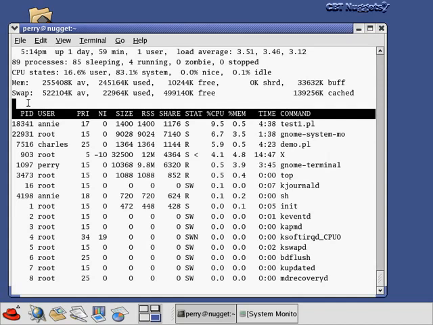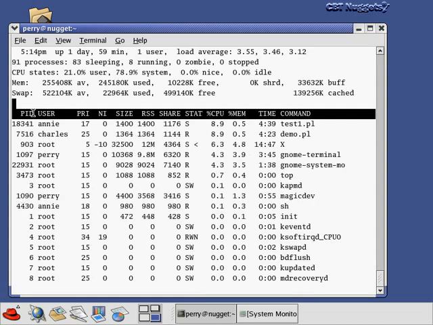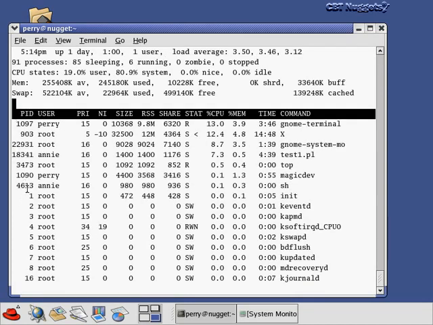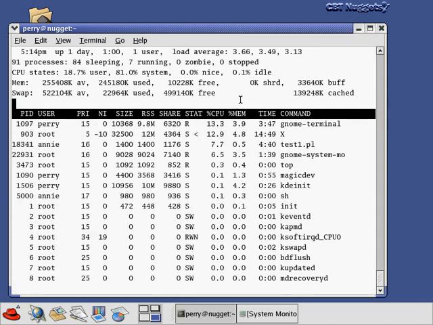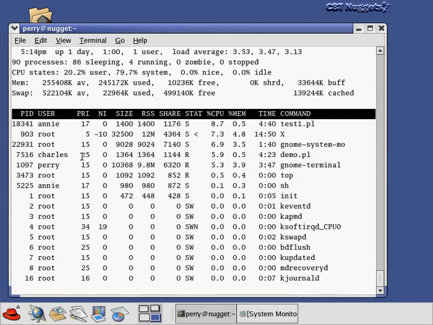Let's look at the various columns in this chart. The leftmost column is the process identification number. The next column is the user, or the owner, of that particular process. Here is the percentage of CPU time the processes are using, and this is the percentage of the memory, the RAM in our system, that the processes are using. And the command over here is the actual command being run by that process.